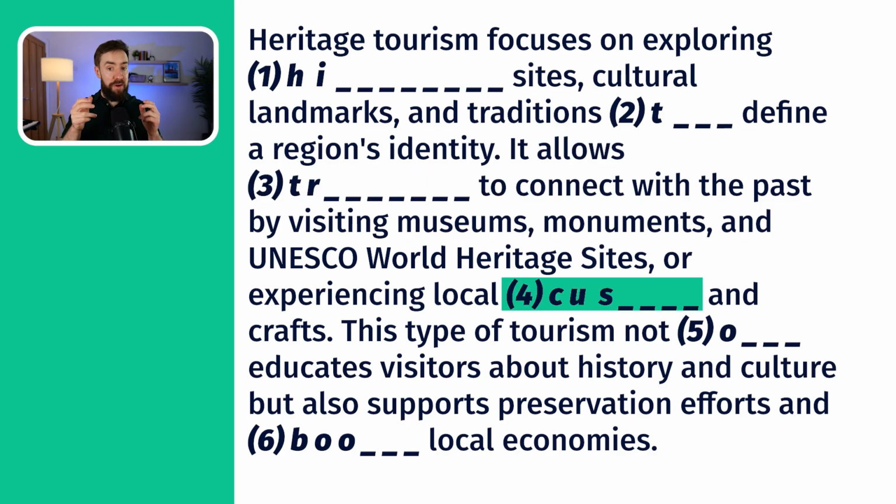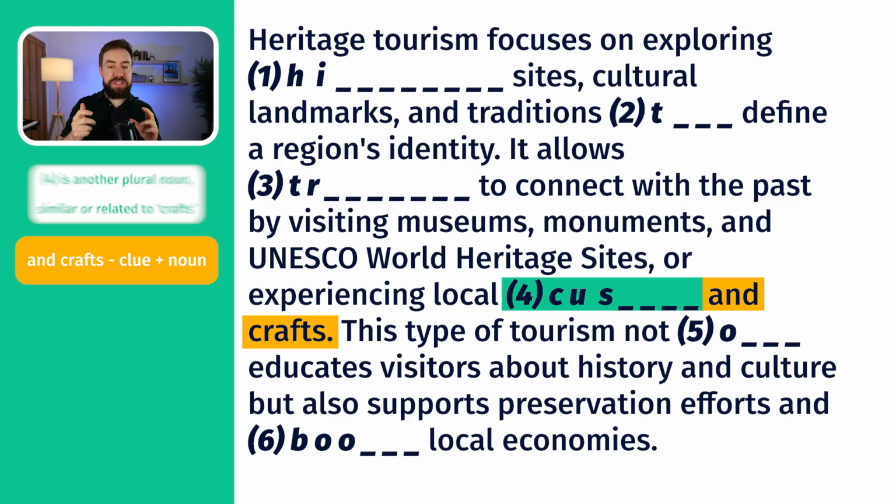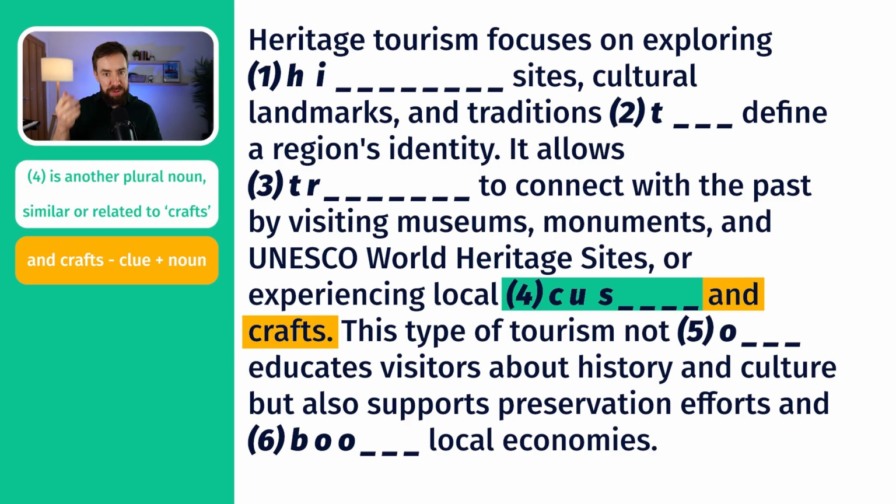Then number four, we can use some words after to give us a clue. So here we have something and crafts. So we can guess that it says experiencing local, and then it's something and crafts. So the missing word will probably also be a noun. Crafts is a plural noun, so the missing word is probably another plural noun, and two things that go together.